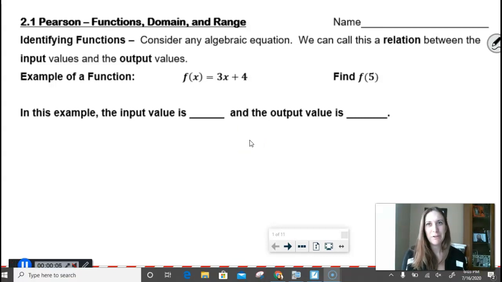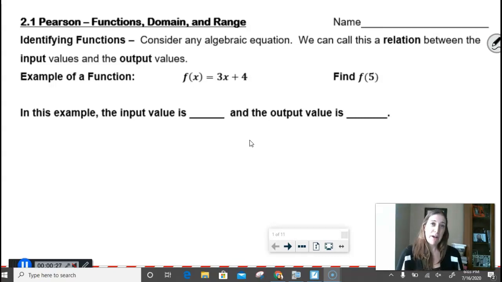This is a very vocab heavy lesson, so there's a lot of terms and definitions that we're going to get down today. We're going to talk about functions, domain, and range, which are the basic three ideas. But first, we're going to see algebraic equations. They're going to be in function notation a lot from here on out in Algebra 2.